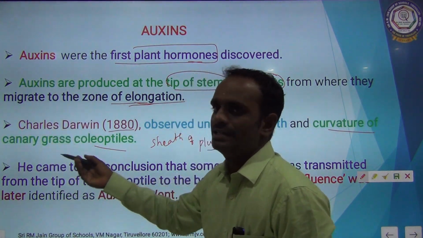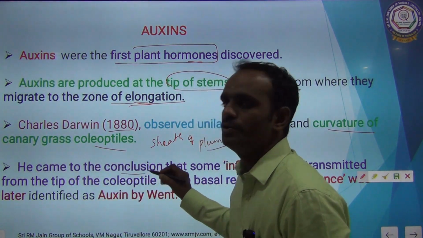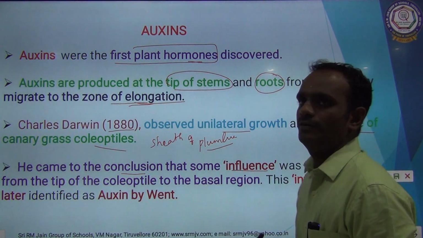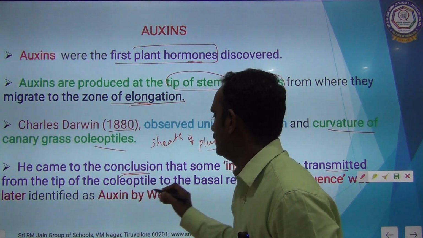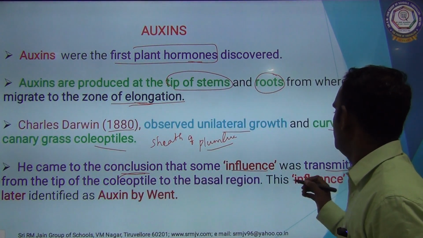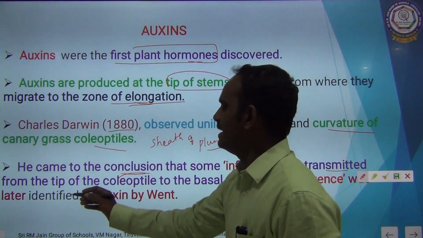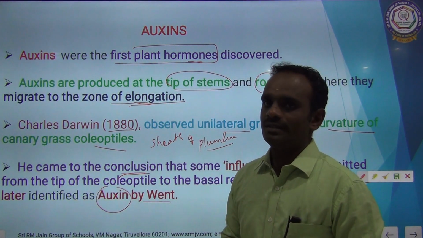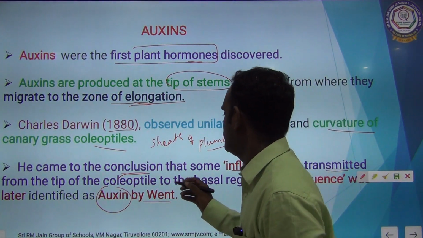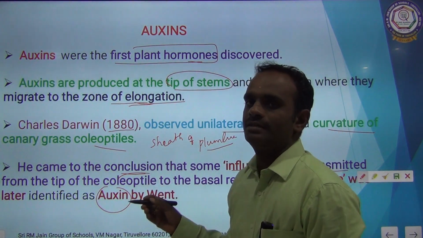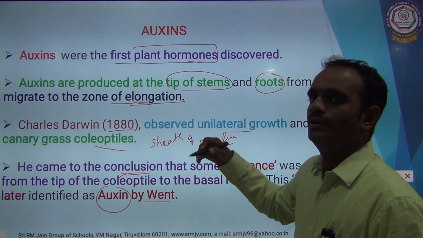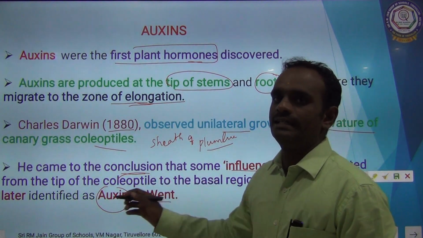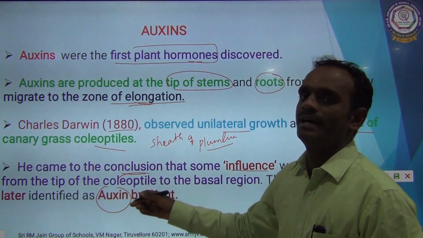Later on, Charles Darwin came to the conclusion that some influence was transmitted from the tip of the coleoptile to the basal part. This influence was later identified as auxins by the scientist Went. The hormone auxin is produced at the tip and slowly transmitted to the basal part.